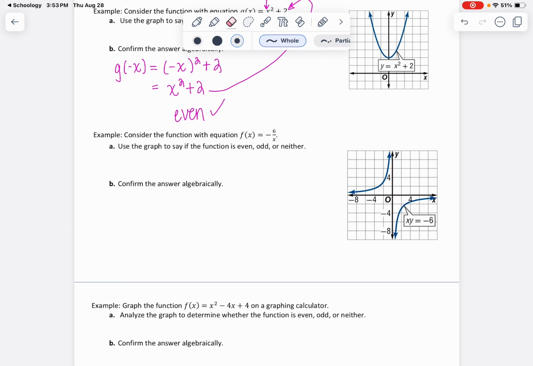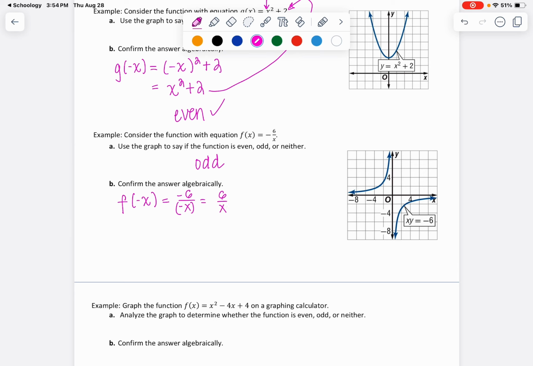So if you look at this graph, it has 180-degree rotational symmetry, so this function is odd. And then we are going to confirm that algebraically by finding f of negative x. All right, so we have this negative in front, which I'm just going to stick in the numerator for now. And then I'm plugging in negative x for x, right? So I have a negative over a negative, which is positive.